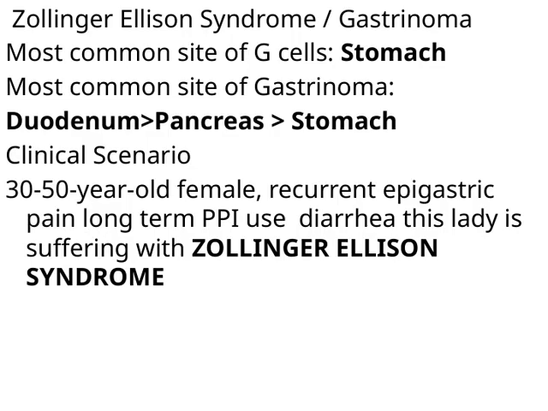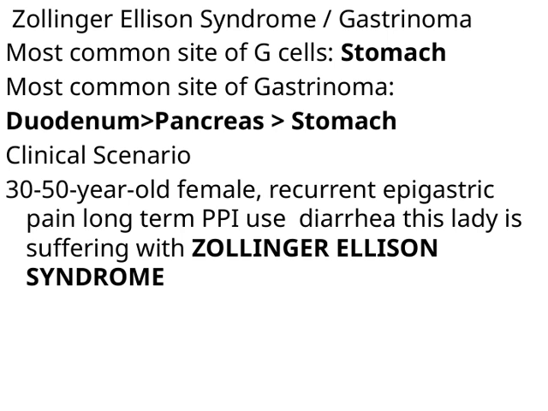Let's take a closer look at Zollinger-Ellison Syndrome, also known as gastrinoma. The most common site for G cells which produce gastrin is the stomach. However, when it comes to where gastrinomas, the tumors responsible for this condition, are typically found, the most frequent locations are the duodenum, followed by the pancreas, and then the stomach.